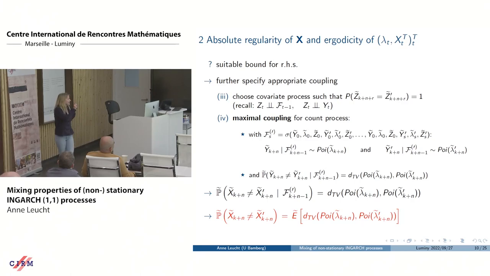And since these C's are equal with probability one, this immediately implies that also the probability of the X's being different, given the past, is the total variation distance of these Poisson distributions with the lambdas with and without prime. So to get the red quantity under control, we have to consider this expectation you see in the last line. And this we do as follows.